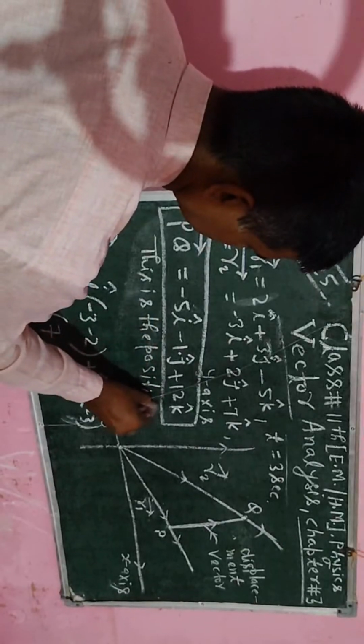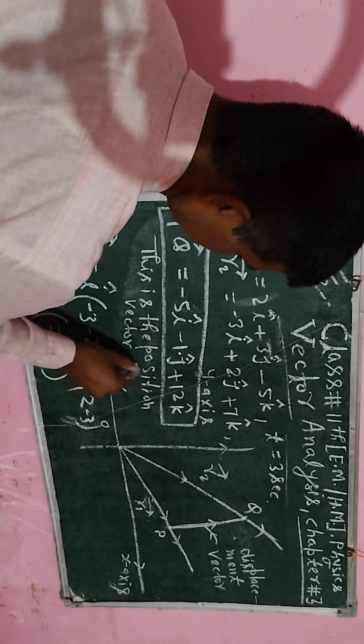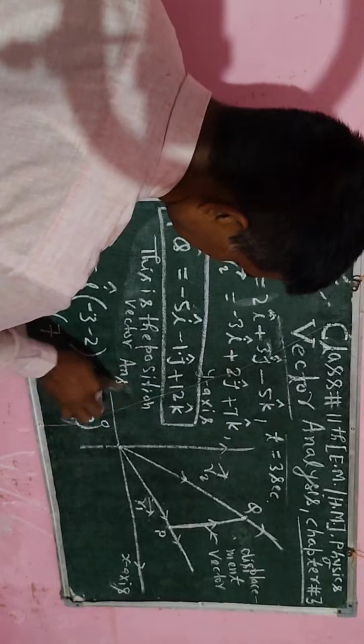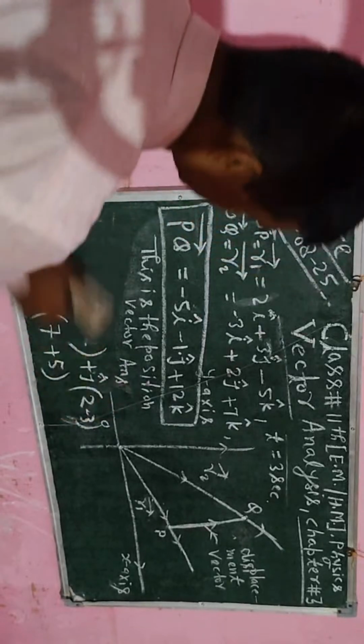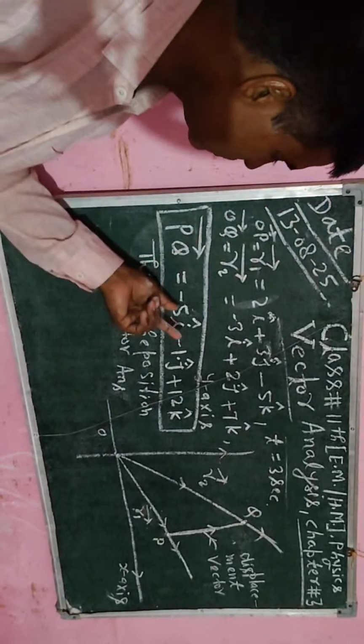This is the position vector. This is one answer I have got. This is the position vector and its value I have got. Vector PQ is equal to this one and this one.